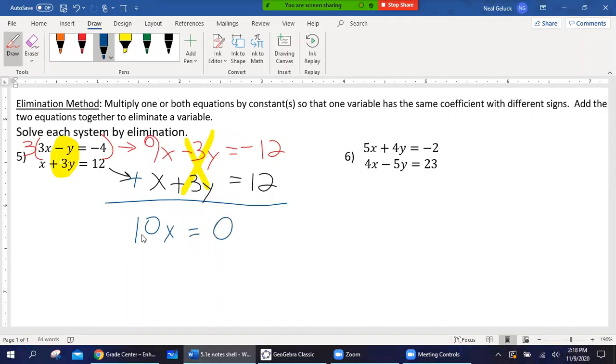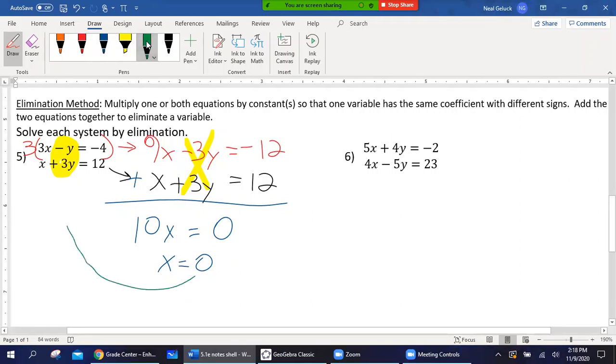Now that's perfectly fine to get 0 over there. If I divide by 10, x is 0. Now remember, I still need to figure out the y. I could go to any equation in either one of these or over here, plug in 0 for x and solve for y. It's really up to you. I would say this would be the easiest place in the very first equation. I'd have 3 times 0, 0. So I'm really left with negative y equals negative 4. So y is 4. So my point is 0, comma 4.